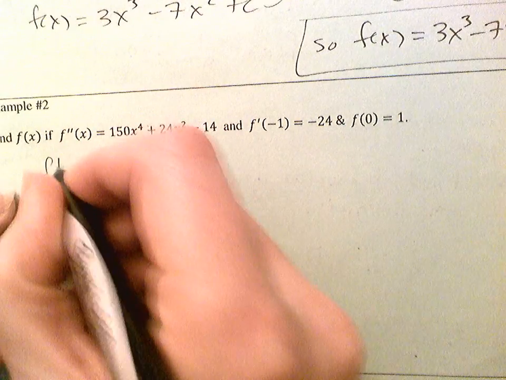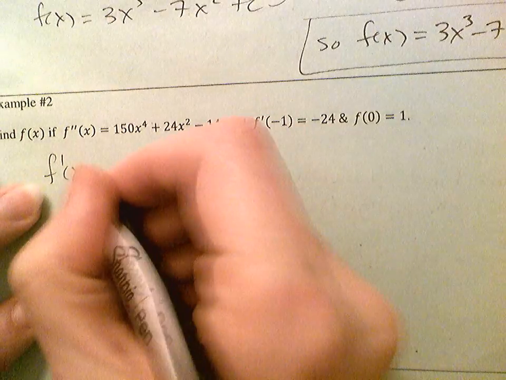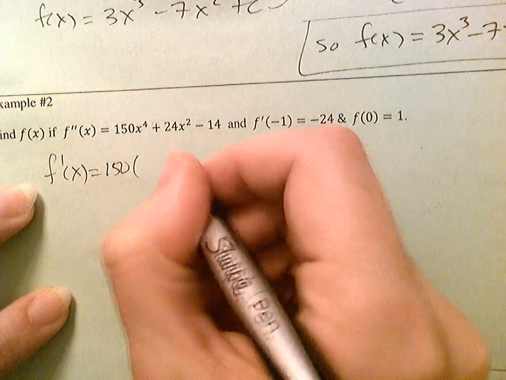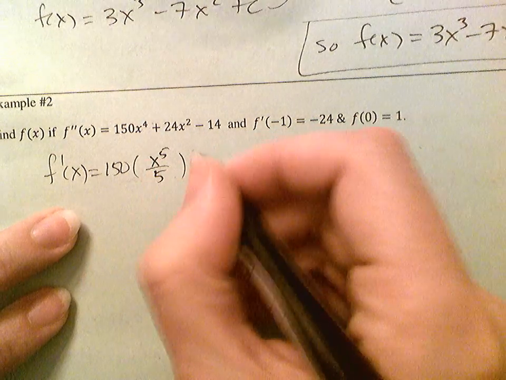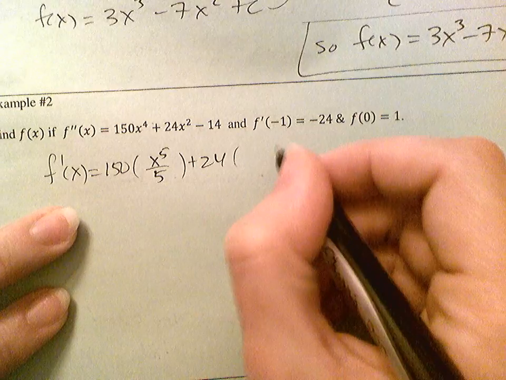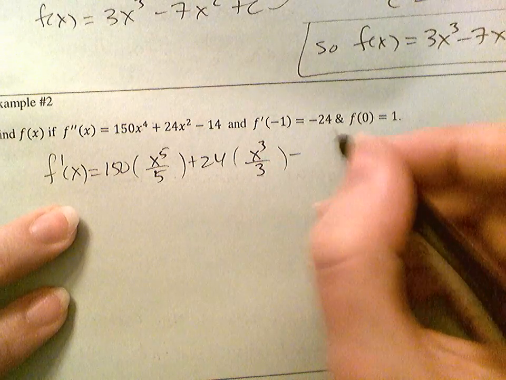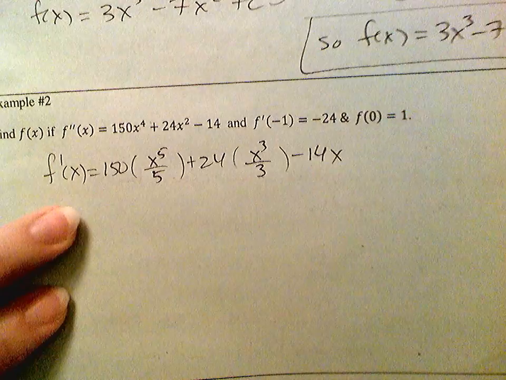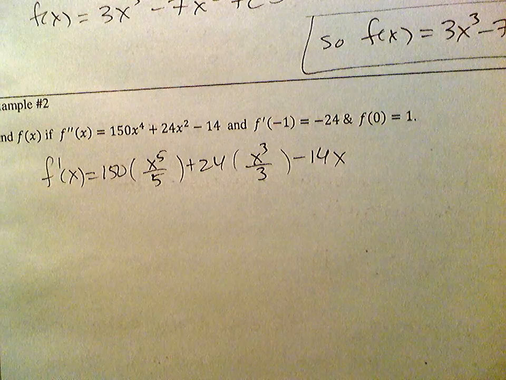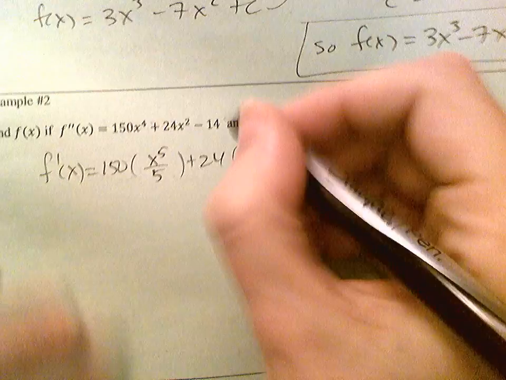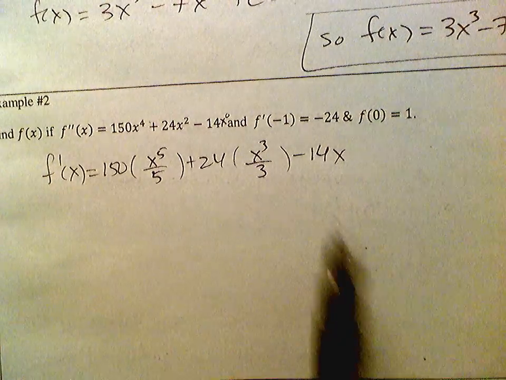Okay, so going backwards. The first antiderivative I take is going to just give me f prime of x. Alrighty, so bring down the 150, and go ahead of me, guys, or speed this up. x to the fifth over 5 plus, bringing down the 24, x to the third over 3 minus 14x. Guys, the antiderivative of a constant is just the constant times x. And if that's not clear to you, then you can go x to the 0 and then use the power rule. But this is much faster.